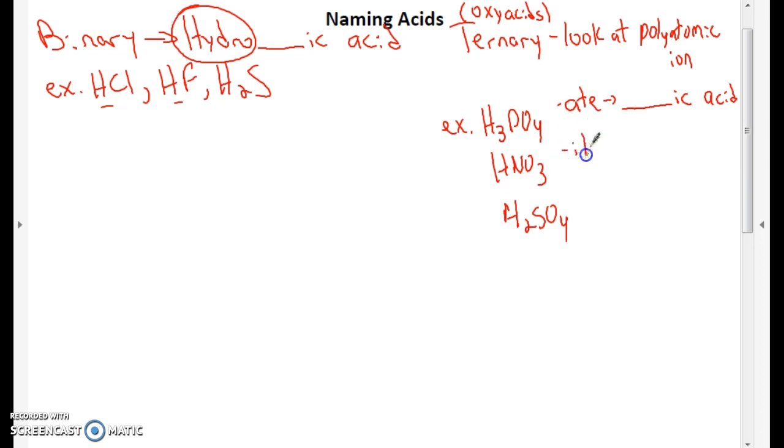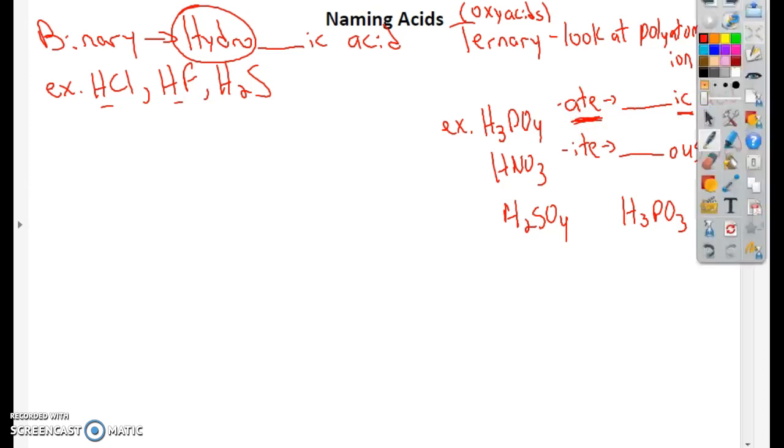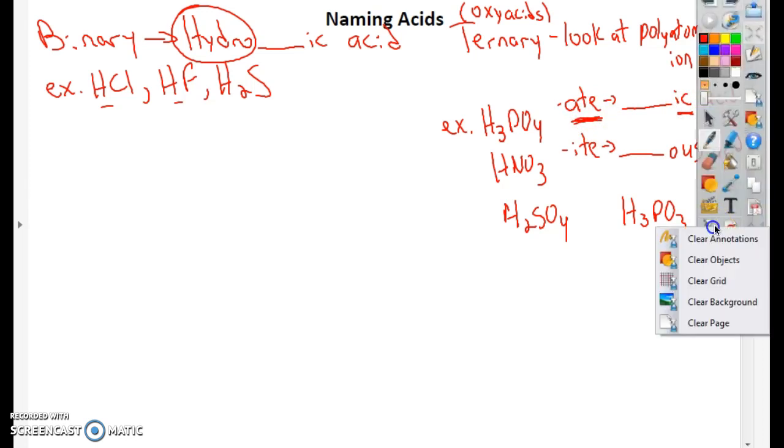Now the other polyatomic ion ending is ITE, and these go to OUS. So you can have phosphorus acid, that would be H3PO3, because PO3 is phosphite. One of the ways people remember this, and it sounds kind of silly, but if it helps, go for it, is "I ate something icky." So ate being the polyatomic ion ending, if I ate something icky, ate goes to IC. Okay, we can go over some examples of these, and I'll just come up with random examples.